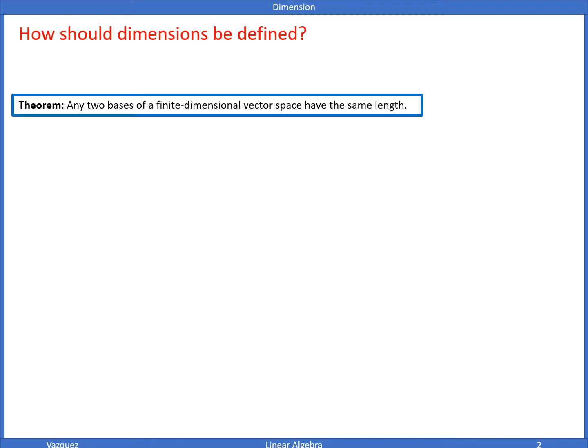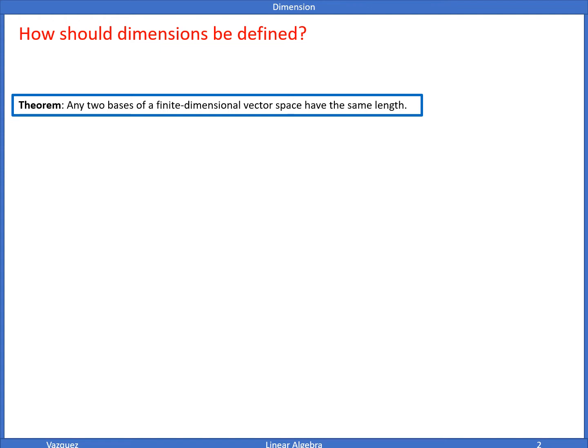Well, before we do define it, we should note that a reasonable definition should force a dimension of Fn to equal n, right? Like F2, the plane, should be two-dimensional, or the line should be one-dimensional. So we're tempted to define the dimension as the length of a basis.